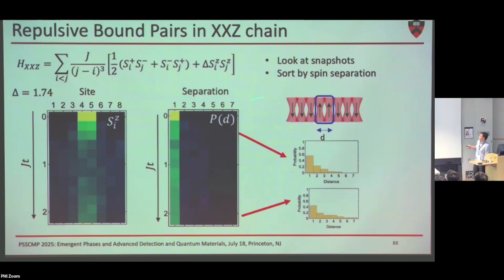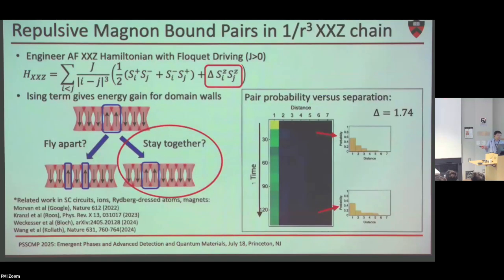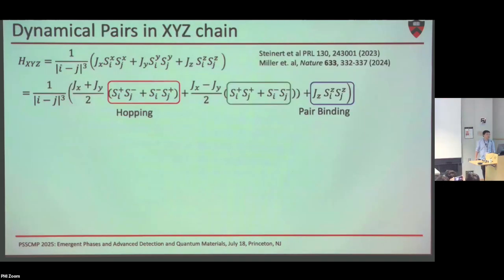So there are more interesting things you can look at, like how fast they propagate and whatnot. But the message that I want to tell you is that by looking at these individual snapshots, you can sort of directly see these bound states that otherwise would not be possible directly with average measurements. Now, just to give you one final example of the power of seeing snapshots.